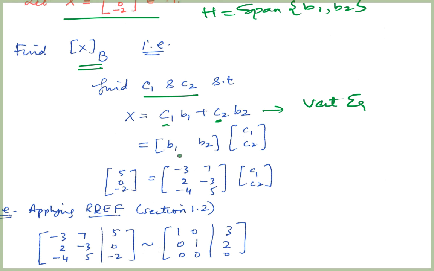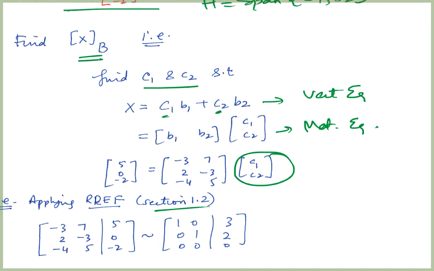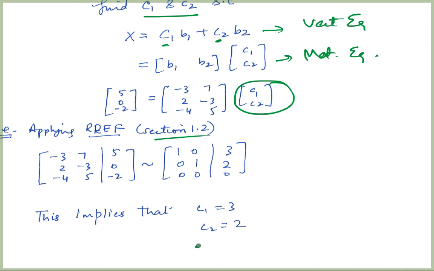What are we going to do? We are going to write it as a matrix equation. This, guys, is a matrix equation. Basically, we are going to get a linear system of equations, and we are looking to find the C1s and C2s. That means once again we go back to section 1.2, solve this augmented matrix, and we get the two values of C1 and C2 to be 3 and 2.